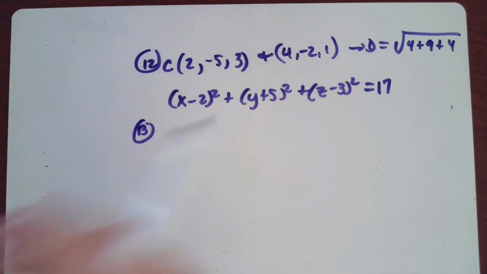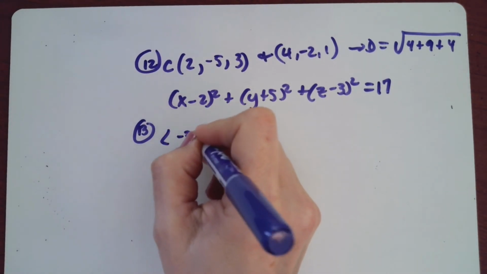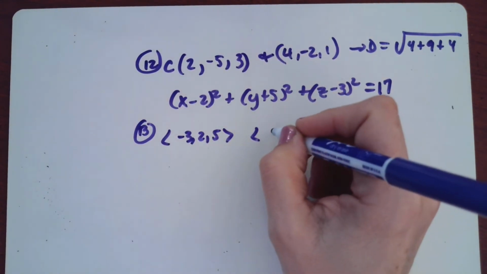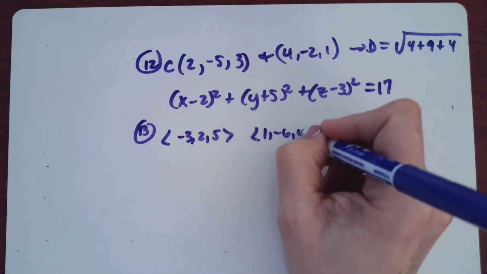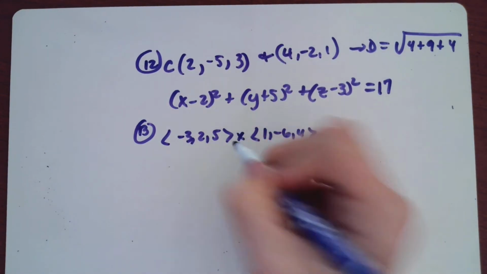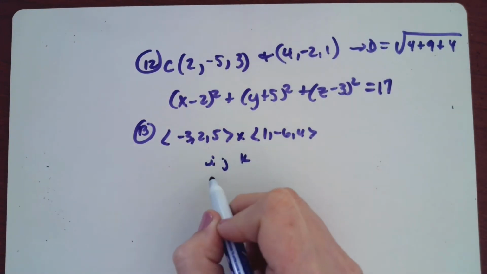13 asks for OL and OR. Well, if you're going from the origin, which is what O is, to point L, then your vector would be negative 3, 2, 5. And OR would be 1, negative 6, and 4, because you're subtracting 0 from these. So the next part of the question says find the cross product. So I have to set up my determinant.